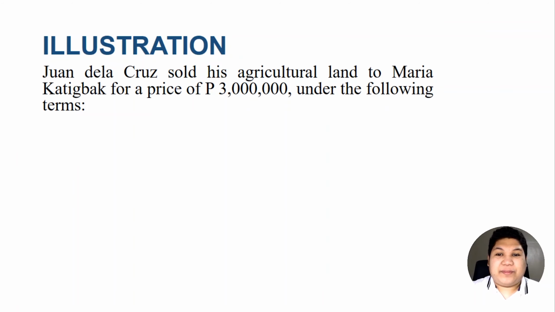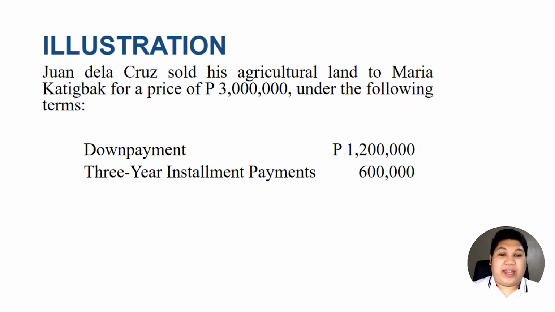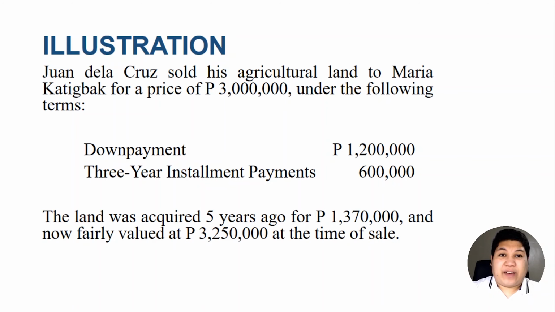Let's have an illustration. Juan de la Cruz sold his agricultural land to Maria Katigbak for a price of 3 million pesos under the following terms. There is a down payment of 1,200,000 and 3-year installment payments. That is 600,000 per year. So 600,000 per year times 3 years would be 1,800,000. So 1,800,000 plus 1.2 million, a total of 3 million. The land was acquired 5 years ago for 1,370,000 and is now fairly valued at 3,250,000 at the time of sale.